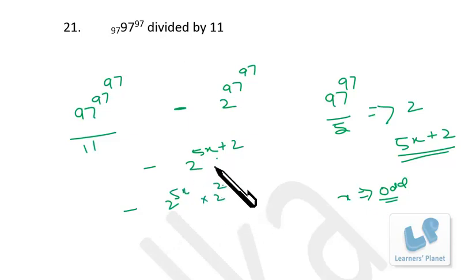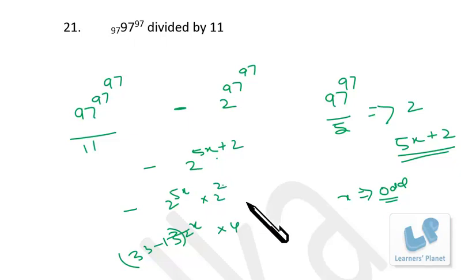Now next step is, we will just write 2 raised to 5x into 2 raised to 2, okay? Now we divide this by 11. So this is 32 raised to x and into 4. So that is 33 minus 1 raised to x. Okay, so the remainder will be minus 1 raised to x, and since x is odd, the remainder will be minus 1. So that minus 1 into this 4, that's minus 4. This minus 4 into this minus, that's plus 4, right? So the final remainder will be plus 4.